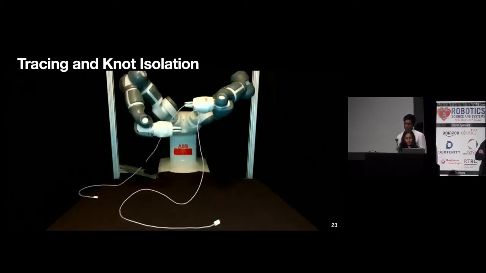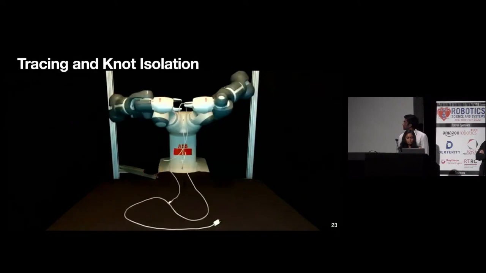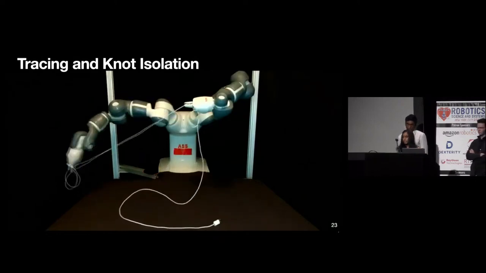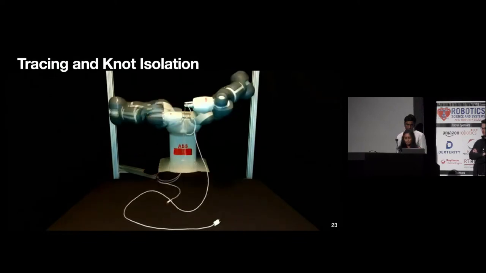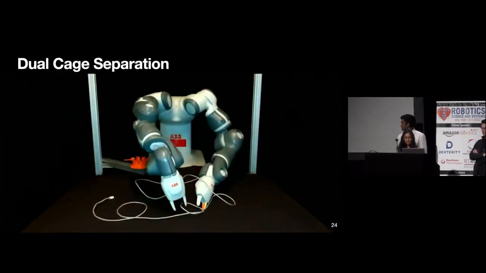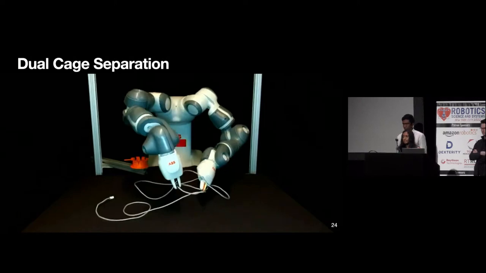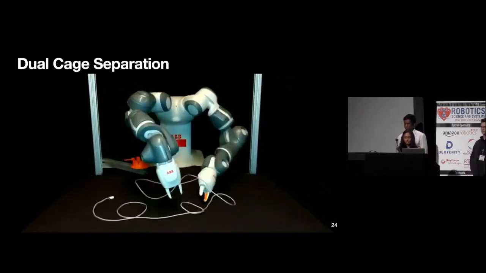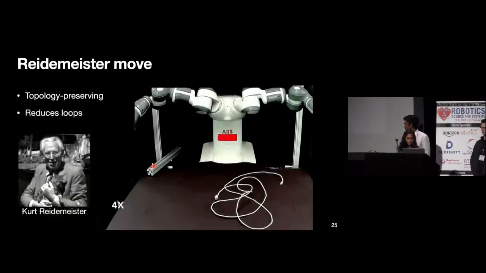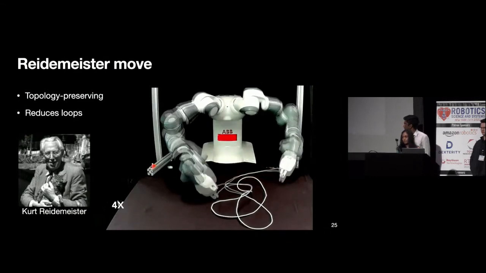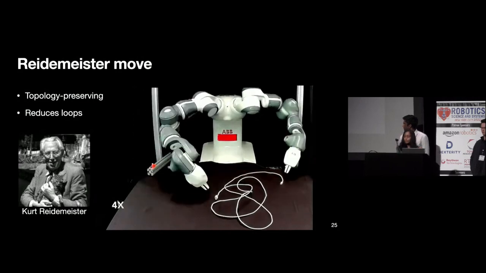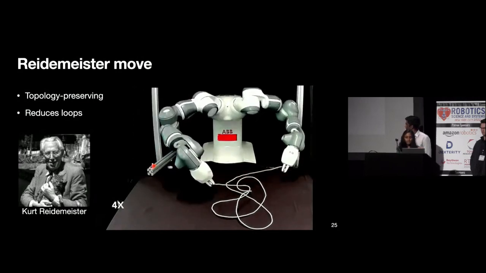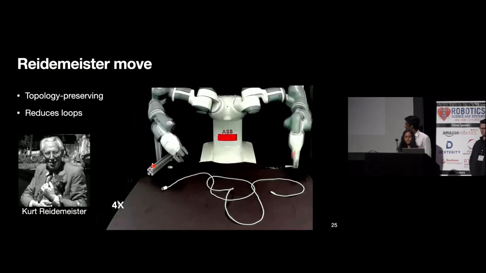In the event a knot is encountered, we perform a knot isolation move that's shown in this video, which places the cable down such that the knot is unoccluded and ready to be untangled. Dual cage separation is used for loosening or untangling knots, and in this case, both the jaws are caging the cable. A Reidemeister move, the name coined by the knot theorist Kurt Reidemeister, grasps the endpoints and pulls them to opposite ends of the workspace. This preserves the topology, but makes knot visibility easier.